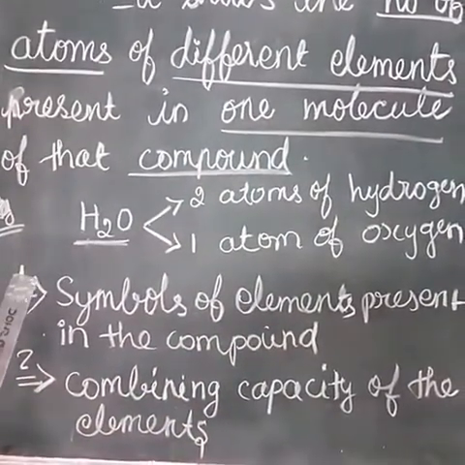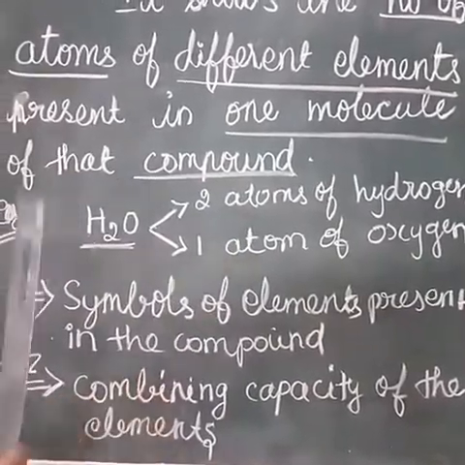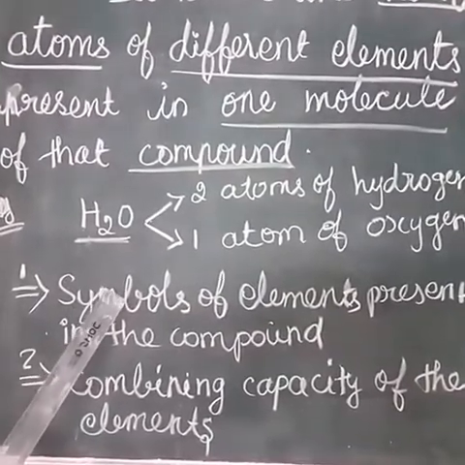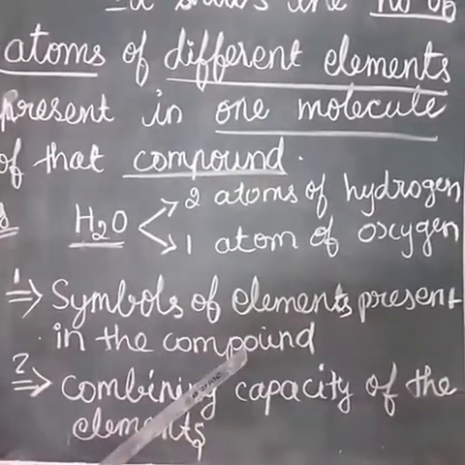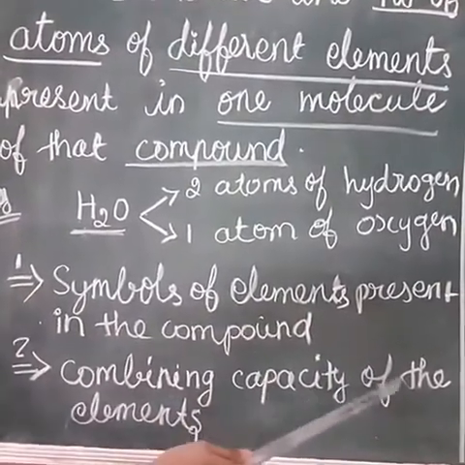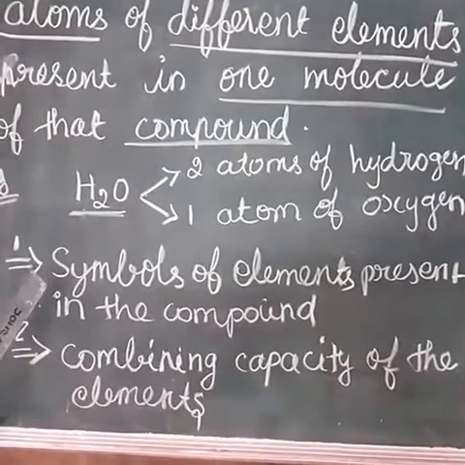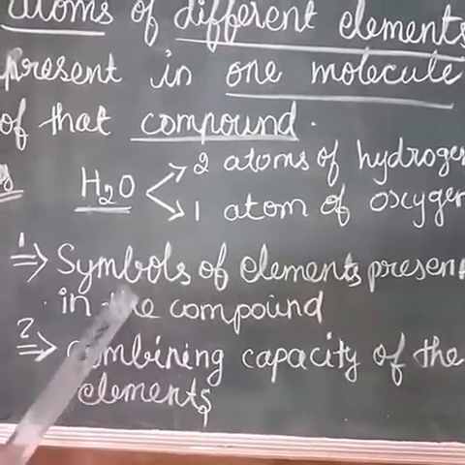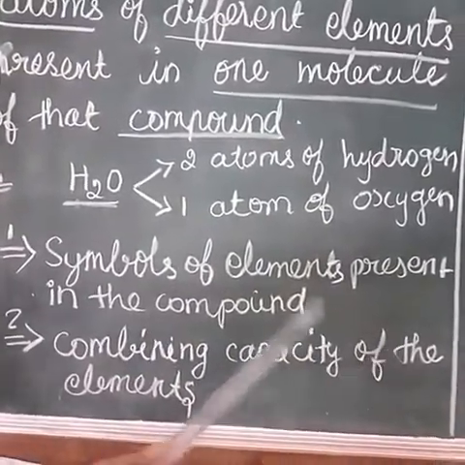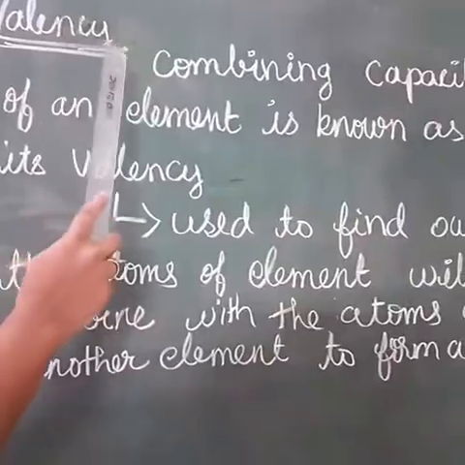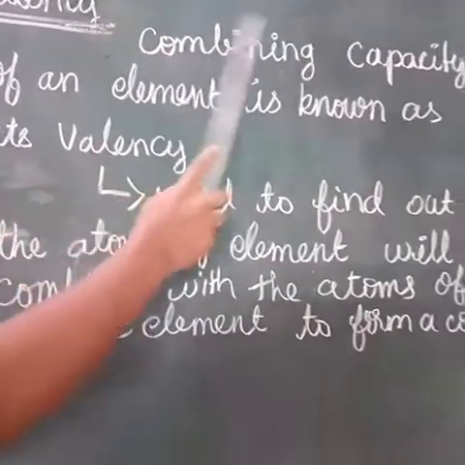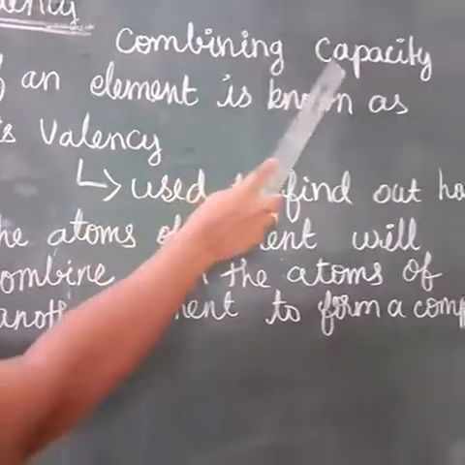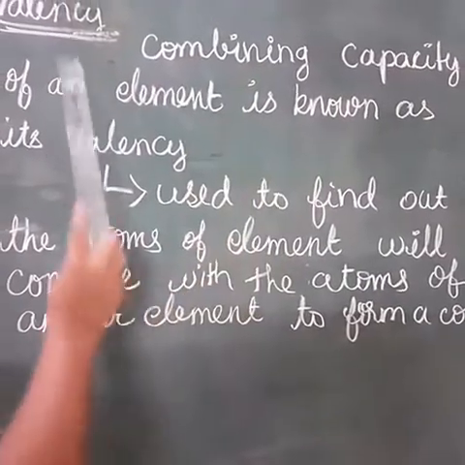We are going to learn how to write the formula of a compound. For writing the formula of a compound, one should know the symbols of elements present in the compound and the combining capacity of the elements. What is combining capacity? Combining capacity of an element is known as its valency.